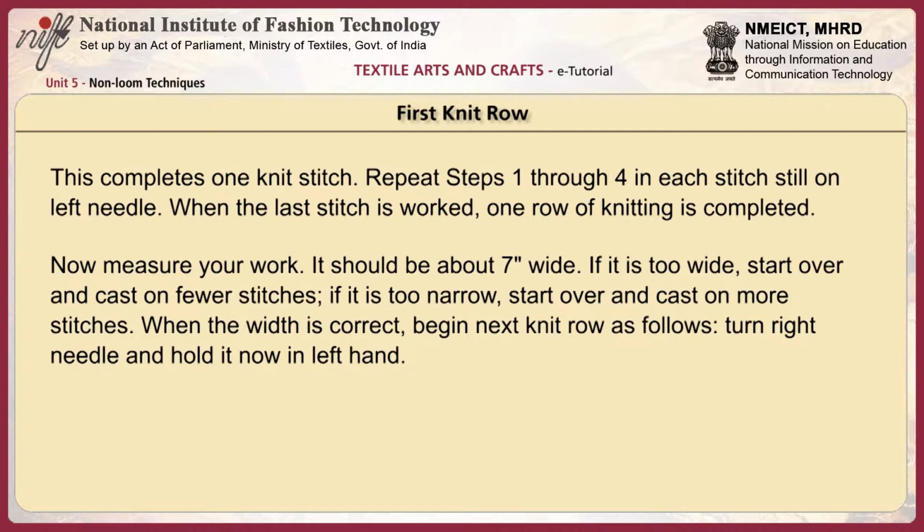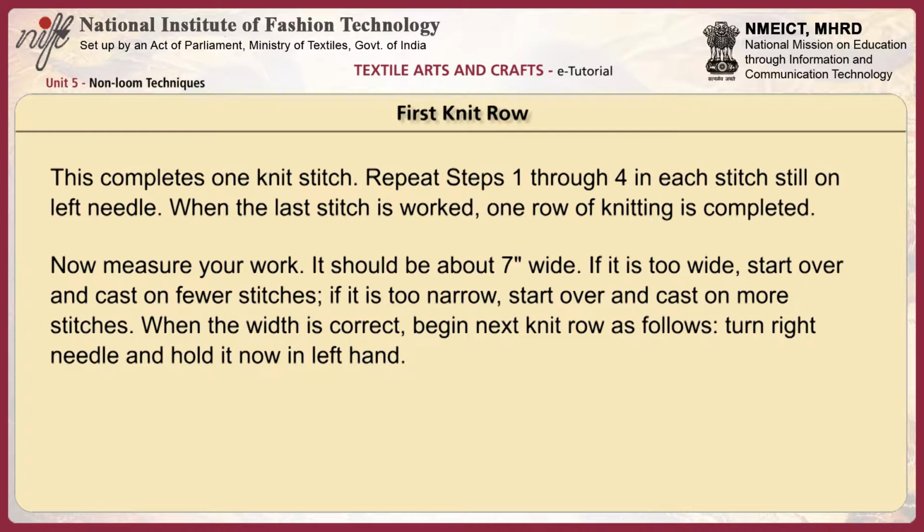Now measure your work. It should be about 7 inches wide. If it is too wide, start over and cast on fewer stitches. If it is too narrow, start over and cast on more stitches. When the width is correct, begin next knit row as follows.